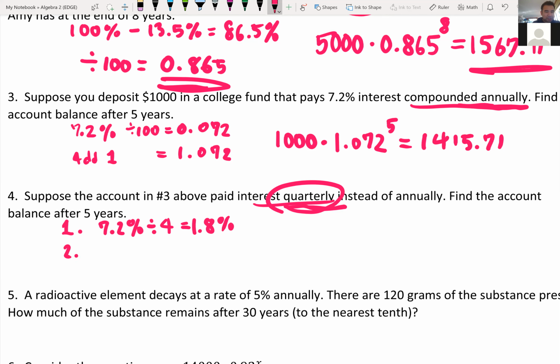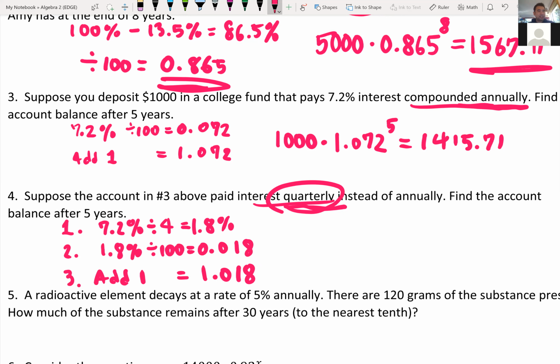Now the steps are all the same. After that, you divide 1.8% by 100, which is 0.018, and then you add 1. So it's 1.018. That is the rate that we are going to use. Okay. Next, the initial value is 1,000.